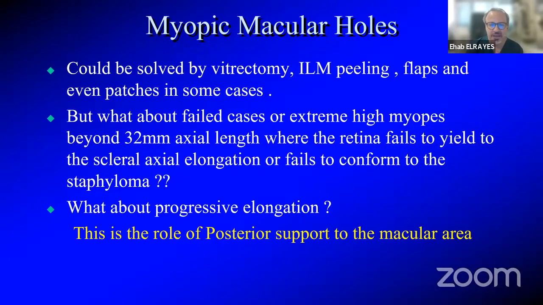But what about failed cases or cases with extreme myopia beyond 32 millimeters axial length? The retina is under stress, and sometimes it fails to yield back in the sclera, especially as we know that myopia is an ongoing axial elongation process, especially when you have a staphyloma. So what about this progressive elongation? That is the role of posterior support of the macular area.